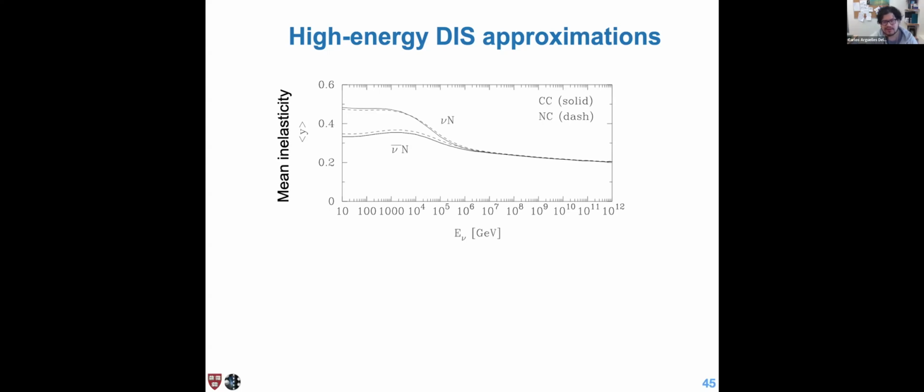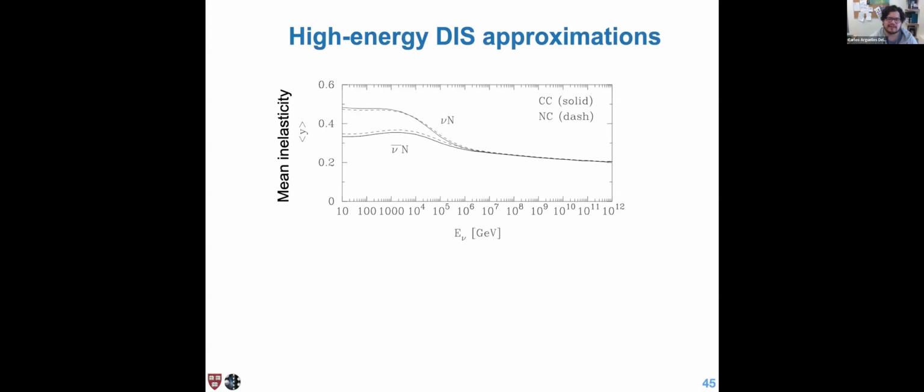And so the mean inelasticity changes with energy. In the TeV energy range, it depends on neutrinos versus antineutrinos, but it's between 0.3 and 0.5. And then at the highest energies, the difference disappears, and this is because the neutrinos interact predominantly with sea quarks at high energies, which are symmetric between quarks and antiquarks, making the cross sections the same.